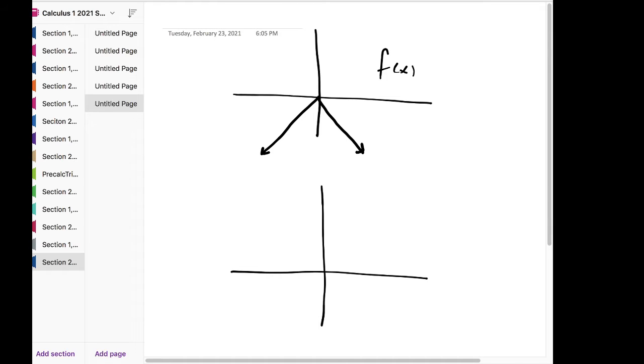Think about a tangent line over here. Well, first of all, what does the tangent line look like over here? How do you draw the tangent line? By the way, these are flat lines. There's no curve to them.